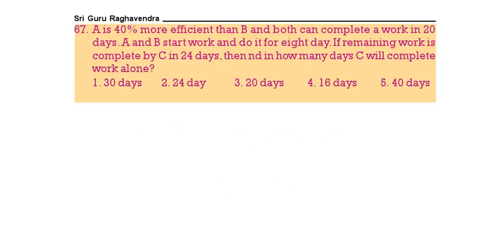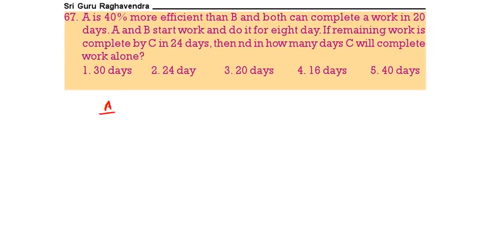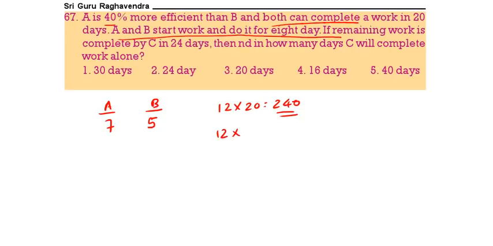Next one. A is 40% more efficient than B. So here A, B. A is 40% more means A efficiency 7, B efficiency 5. Both will complete the work in 20 days. So 12 is efficiency of A and B. 7 plus 5, 12 into 20. Total work is 240. A and B started the work and they worked for 8 days. A and B total work is 12. They worked for 8 days. That means total work completed 96.